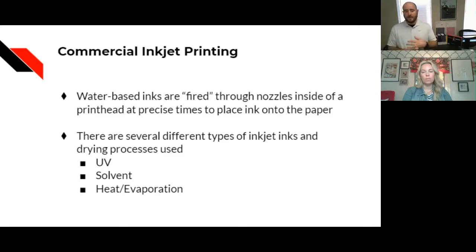But the other primary ink and drying technology is heat and evaporation. The water that carries the pigment has to evaporate and leave the pigment particle alone on the paper. So a lot of these presses that you might see have drying stations, heat stations, where the inks are allowed to cook, if you will, and evaporate that water.